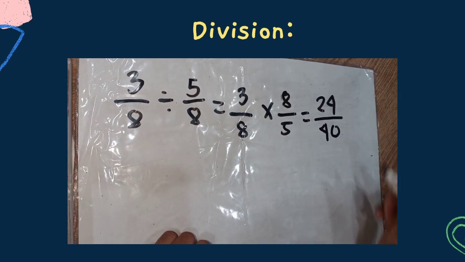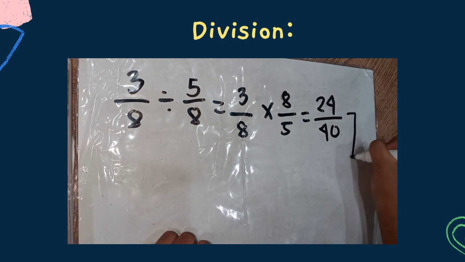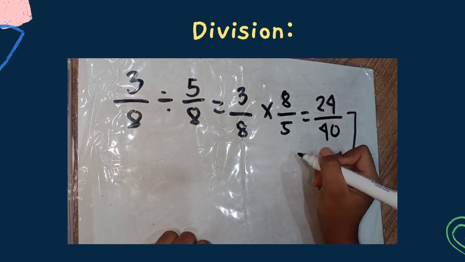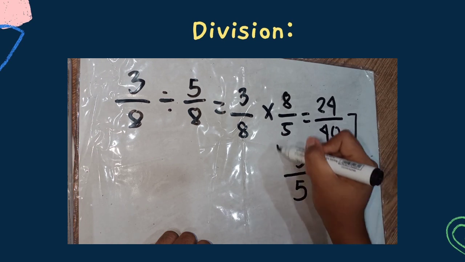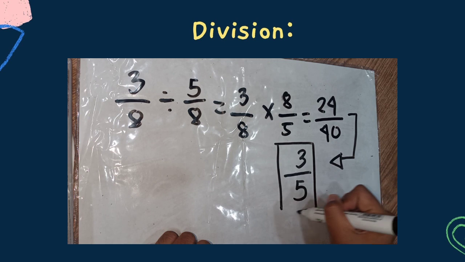Of course, that's not the final answer because there is still the simplest or lowest term. We have 3 over 5 or 3/5.